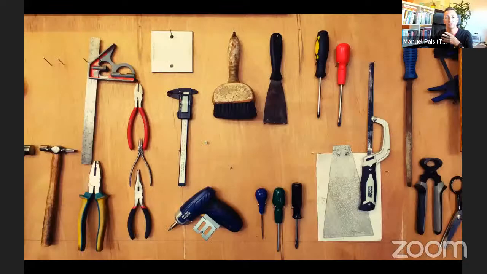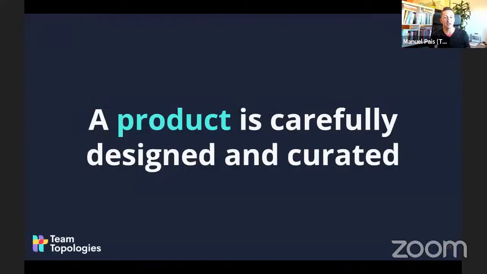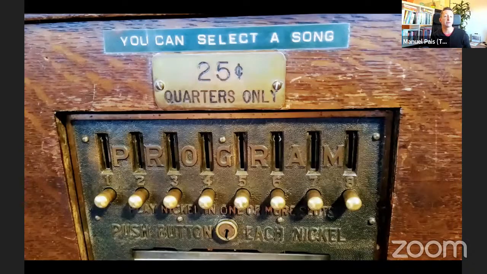A product should be carefully designed and curated. Otherwise, it's probably not going to be attractive to customers, not going to be making life easier for the customers if we don't think about how it should be designed and how this helps the customers. And obviously, it needs to simplify something for users.